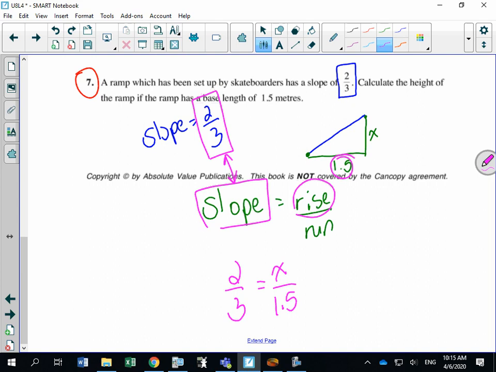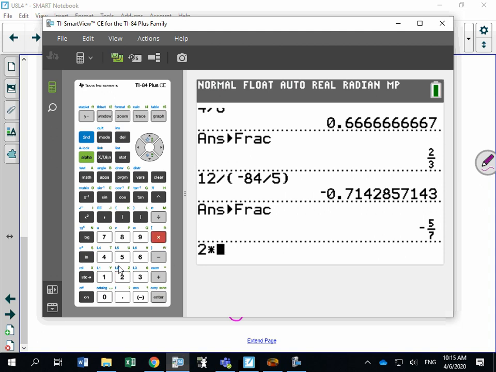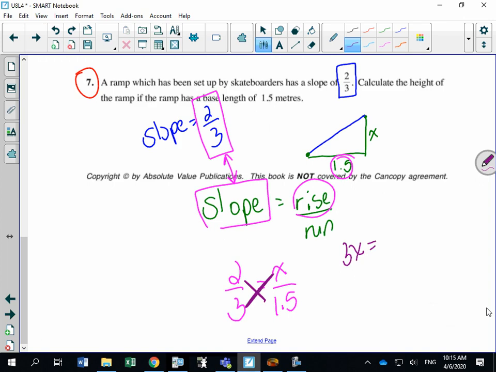And then from here, you would solve for x by cross multiplying. So this times this would give you 3x is equal to 2 times 1.5, right? So 2 times 1.5 is 3. Isolate x by dividing both sides by 3. And x, which is equal to the rise, is equal to 3 divided by 3, which is 1.